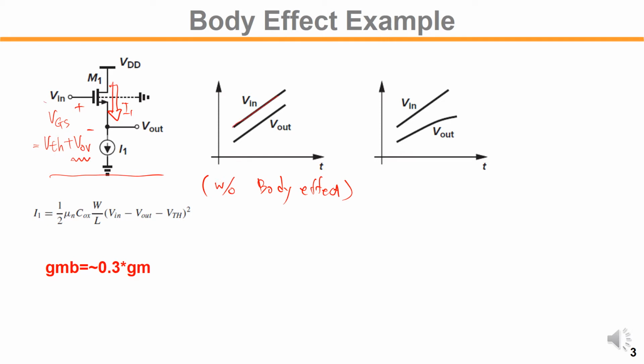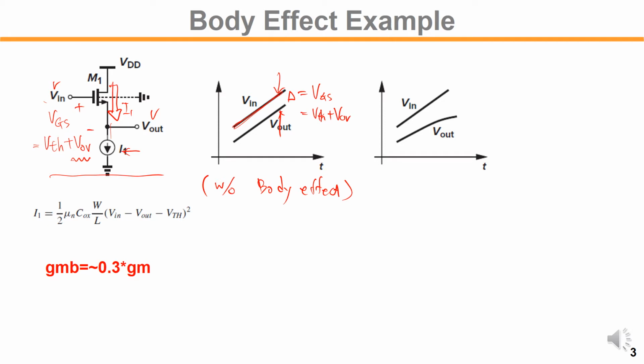So if you sweep the Vin like this, does VGS change? No, because the current doesn't change. The current through this branch is fixed by this current source. So there's always a VGS difference between input and output. So here the delta is always VGS, meaning VTH plus the overdrive voltage.